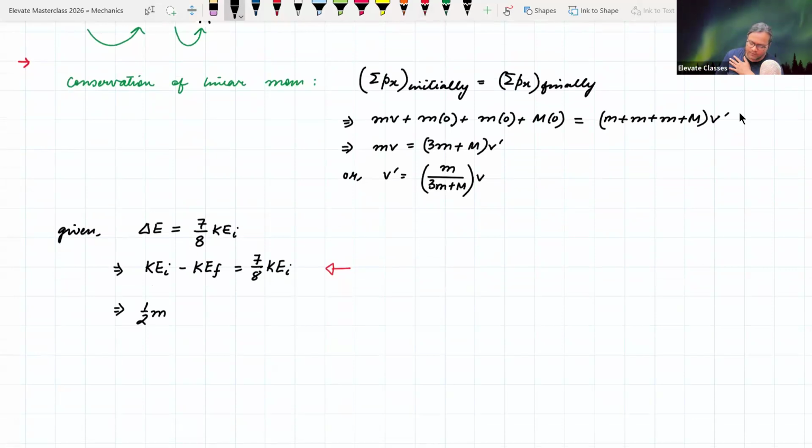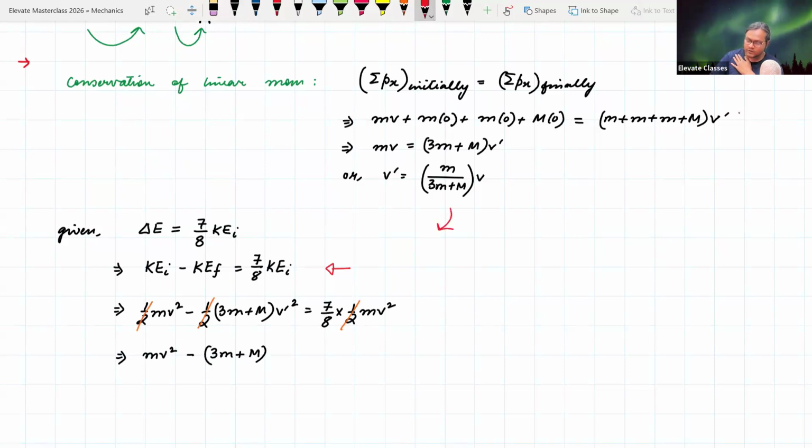So this is half m v square minus half, what is the final mass? 3m plus capital M, final velocity v dash square, is equal to 7.8 times half m v square. That's it. This is the equation. इसको solve करेंगे तो हमें आंसर मिल जाएगा. So half तो गायब हो ही जाएगा वैसे भी, and this becomes small m v square minus (3 small m plus capital M) v dash square. What is v dash? We can apply from here. So v dash is equal to small m upon (3 small m plus capital M) times v, squared. V square is equal to 7 upon 8 m v square.